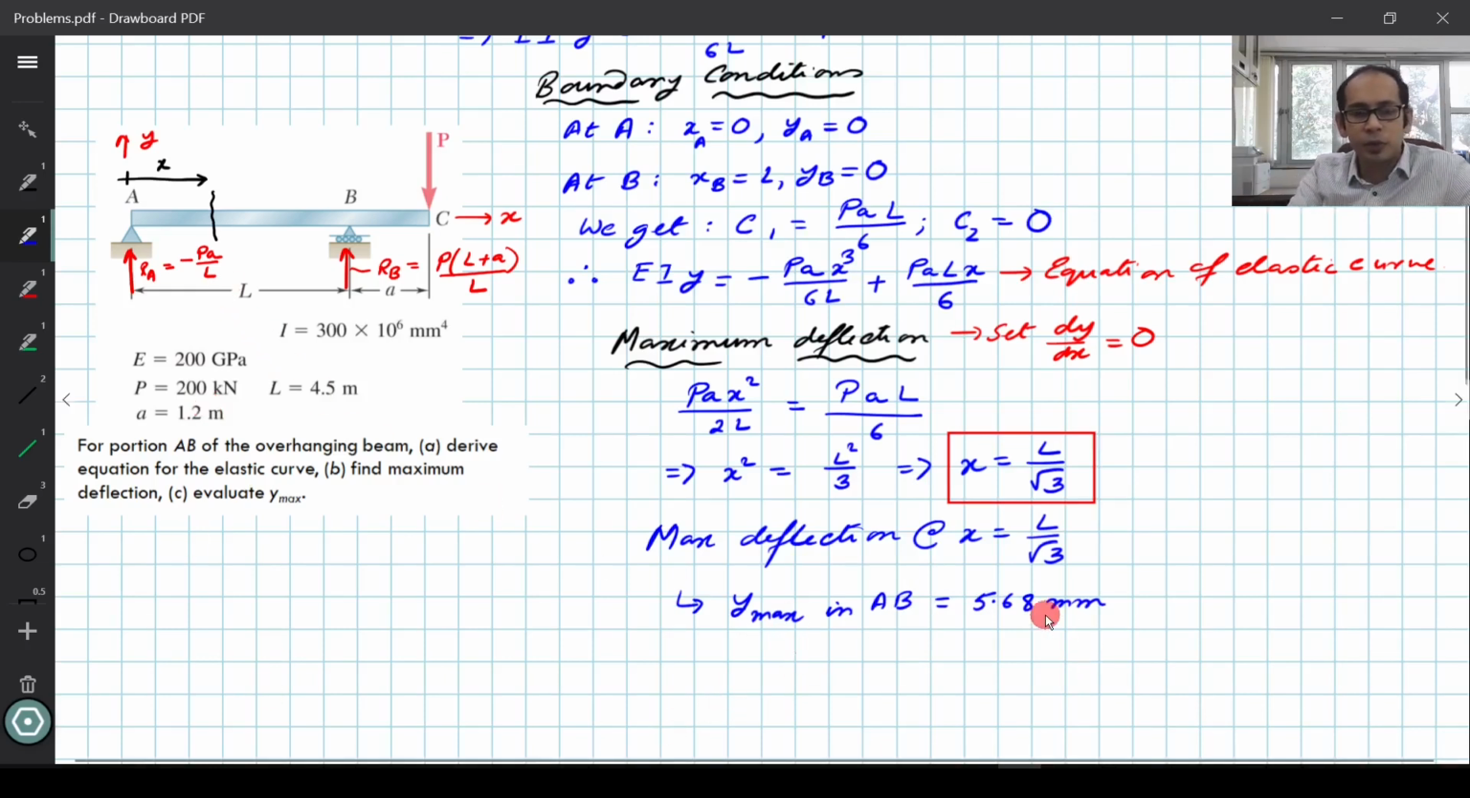region AB, and it comes out as positive. So that means the deflection is upwards, and it's also obvious if you just go by simple intuition, if you are pushing it over here, the deflected shape of the beam would look something like this. And at x equals L by root 3, which may be somewhere over here in this region, you are getting this maximum deflection.